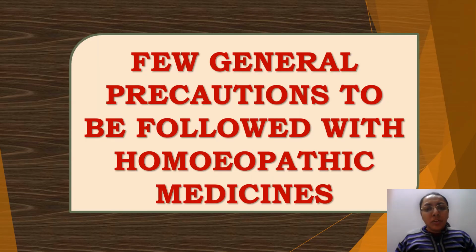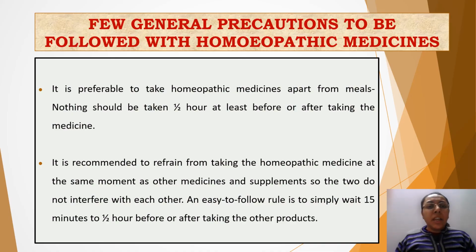Now few precautions which can be followed generally while administration of the homeopathic remedies are like it is preferable to take any homeopathic medicine apart from the meals, like nothing should be taken half hour at least before or after taking the medicine, and it is recommended to refrain from taking the homeopathic medicine at the same moment as other medicines and supplements so the two do not interfere with each other. So an easy to follow rule will be to simply wait 15 minutes to half hour before or after taking the other products.